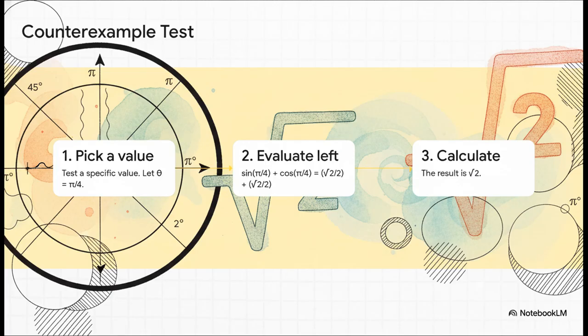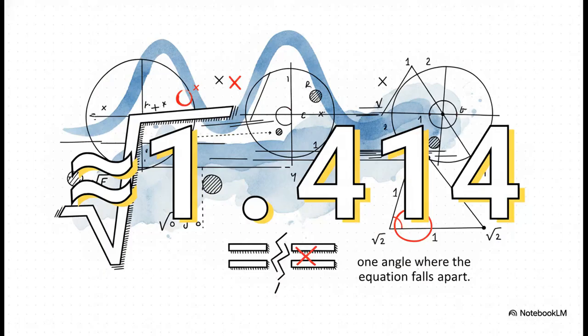So let's just pick a nice, easy angle from the unit circle like pi over 4, which is just 45 degrees. Well, the sine of pi over 4 is the square root of 2 over 2, and the cosine is the exact same thing. Add them together, and you get the square root of 2. And the square root of 2 is about 1.414, which is very, very clearly not equal to 1. And bam, we're done. Since we found one single angle where the equation falls apart, we've proven it is not an identity. That's all it takes.